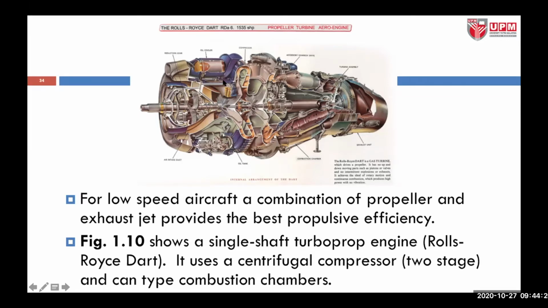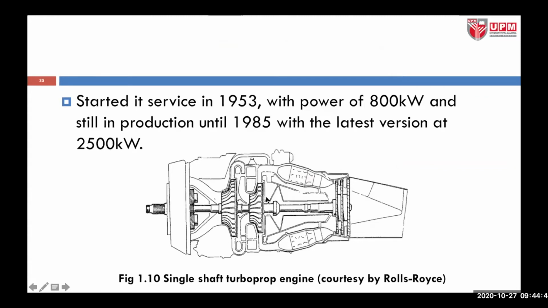This is the compressor stage, and there are two stages of compressor. They also use a can type combustion chamber. The Rolls-Royce Dart engine started service in 1953. The power output is 800 kilowatts, and it remained in production until 1985.